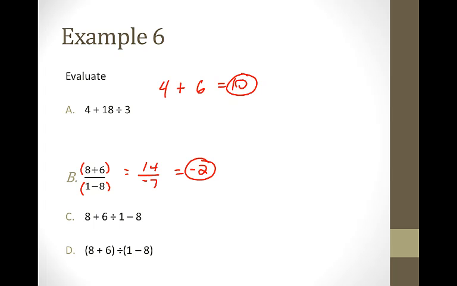Okay, how about part C? What are we going to do first? We're going to do this division first. So we're going to have 8 plus 6 divided by 1 is just 6 minus 8. And then it's probably easiest to go ahead and do 8 minus 8 first, which is 0 plus 6. So we just get a 6.